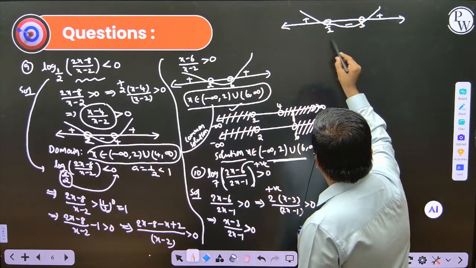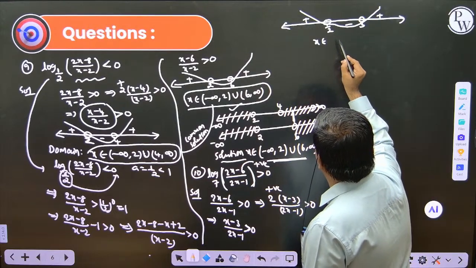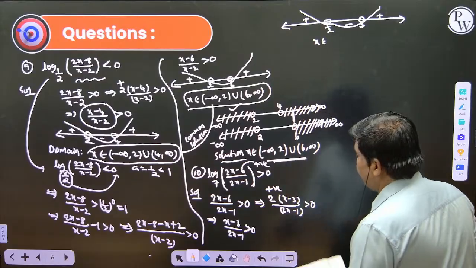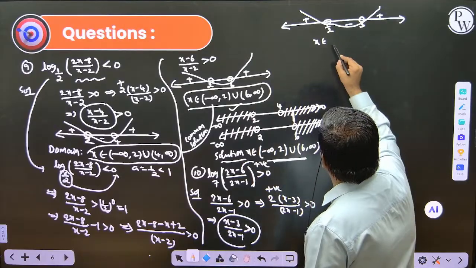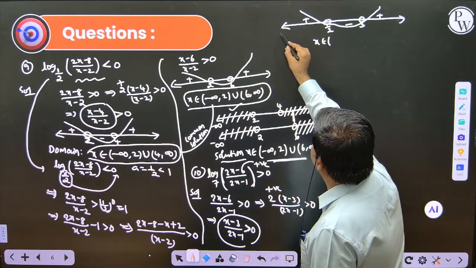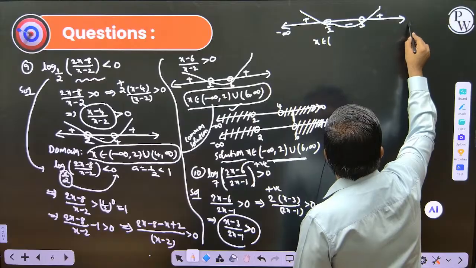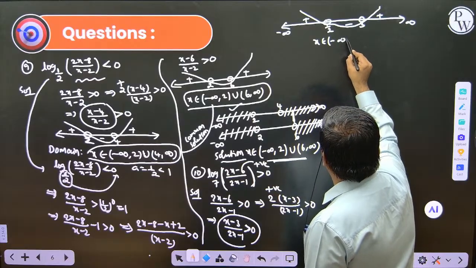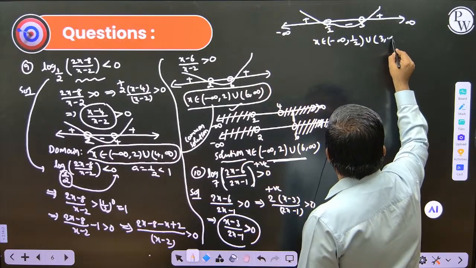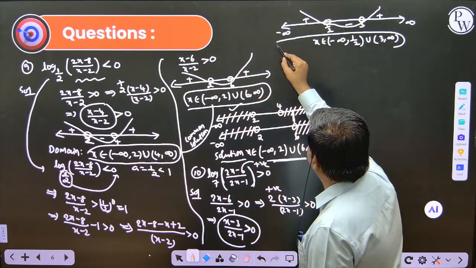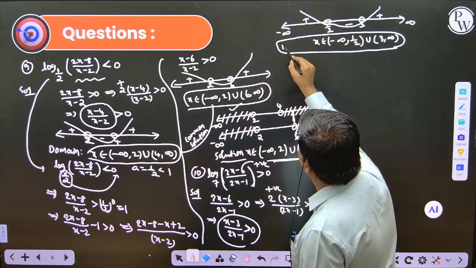Negative. But he asked only for the positive part. So that is from minus infinity to half, union 3 to infinity. So this is your domain. That is important.